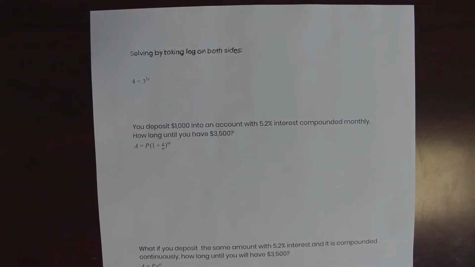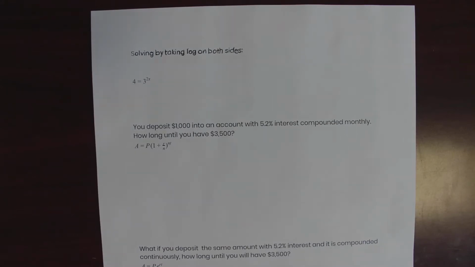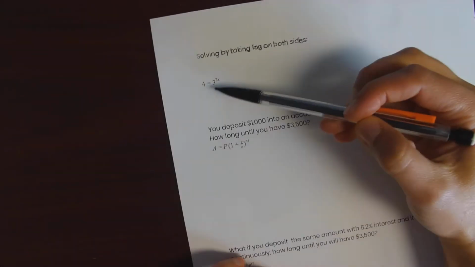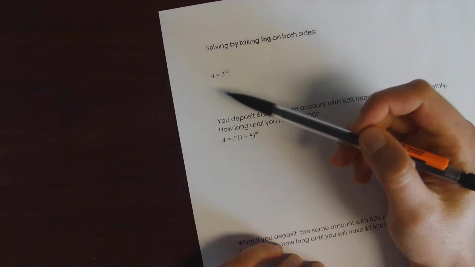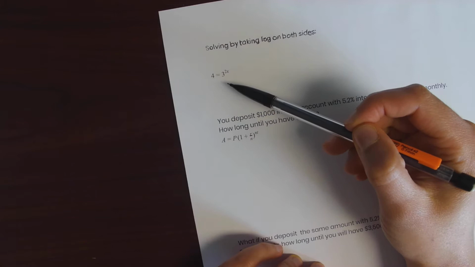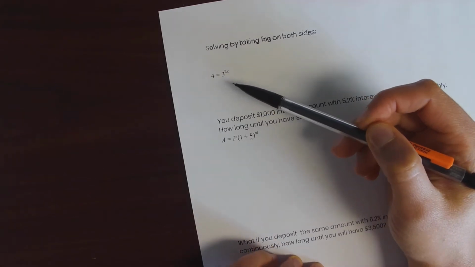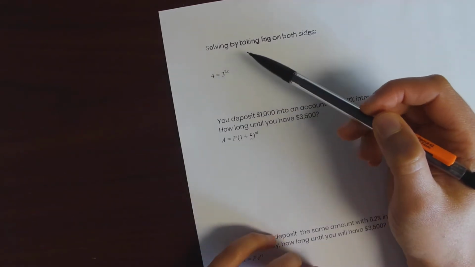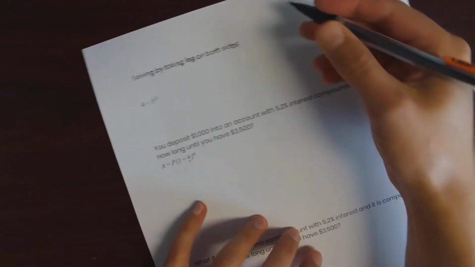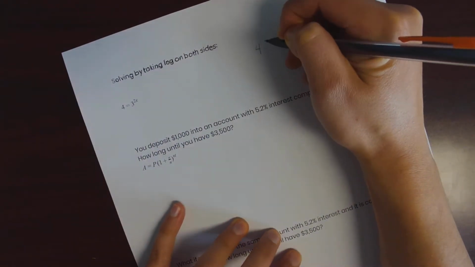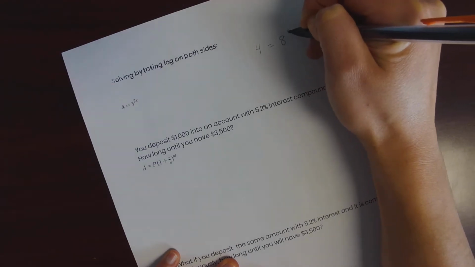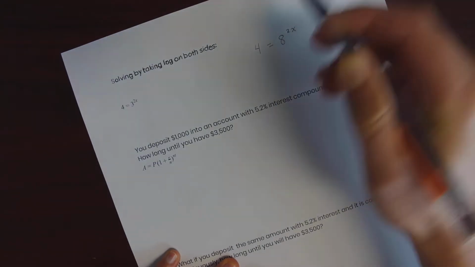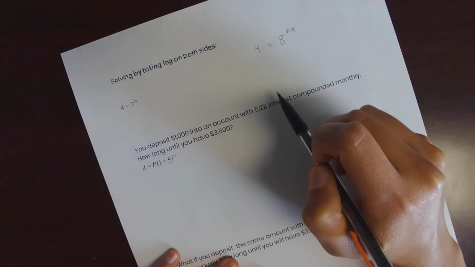In this video, we're going to learn how to solve by taking log of both sides of an equation. So here I have an example, 4 equals 3 to the 2x. In this example, we have used the same base and raising it to an exponent to get the bases equal. So for example, if I had 4 equals 8 to the 2x, I can rewrite both of these with a base of 2.